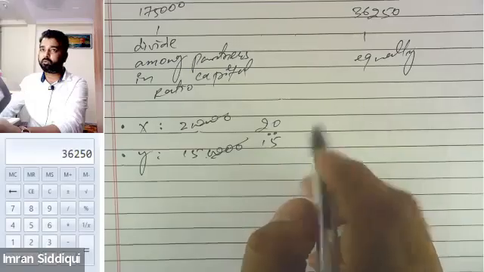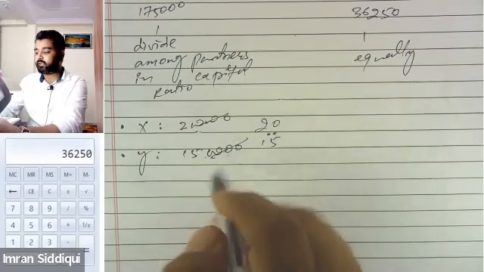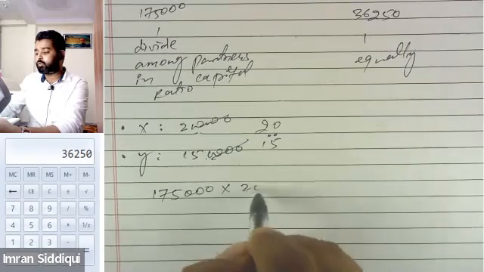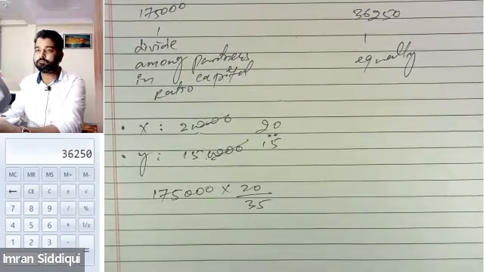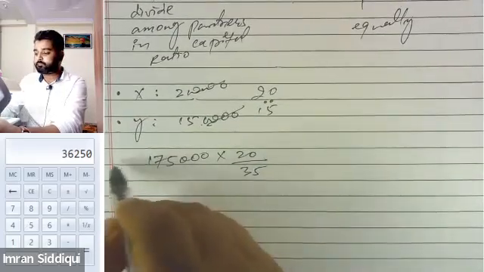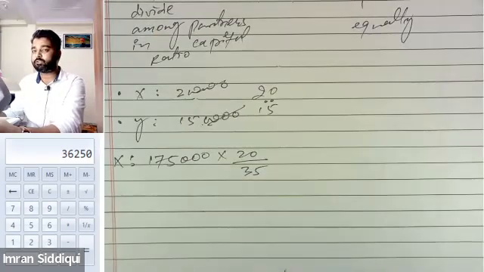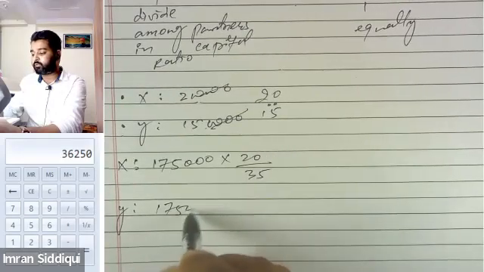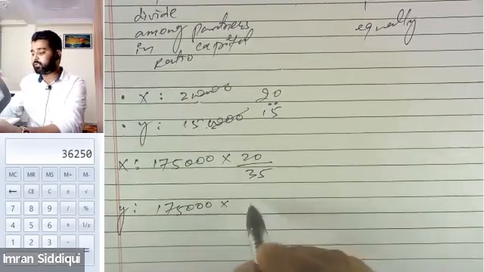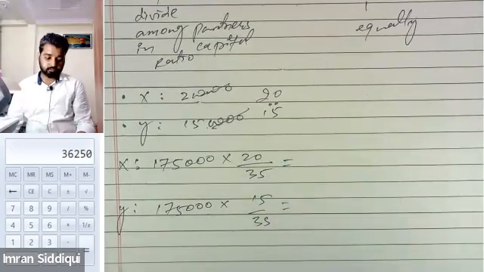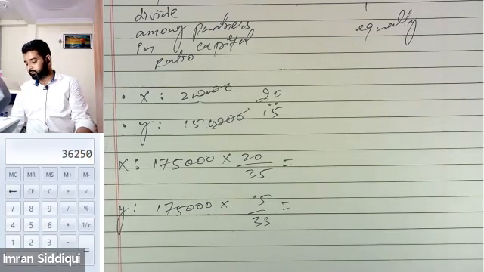Since we are able to find out their capital ratio, what can we do? We will simply multiply 1,75,000 into 20 upon 35 to find out X's share of profit in 1,75,000. Similarly, Y's share of profit in 1,75,000 will be calculated like this: 1,75,000 into 15 upon 35. Is this correct? See, let me show you what will be the profit.